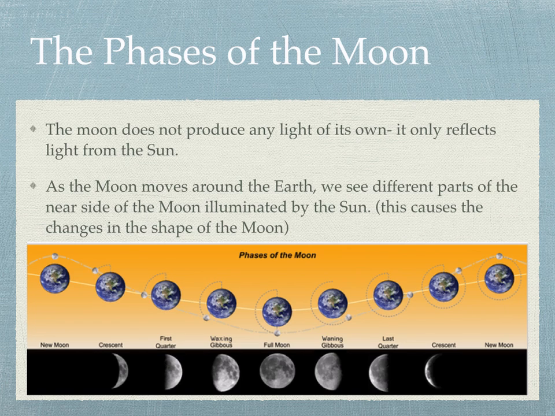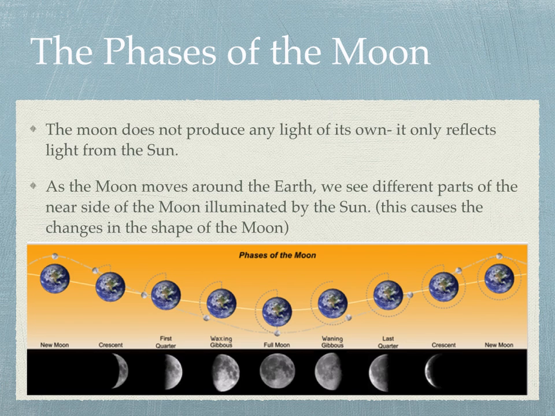When the moon moves between Earth and the sun, the side facing Earth is completely dark. This is called the new moon phase, and we do not usually see the moon at this point. Sometimes you can just barely make out the outline of the new moon in the sky. This is because some sunlight reflects off the Earth and hits the moon.